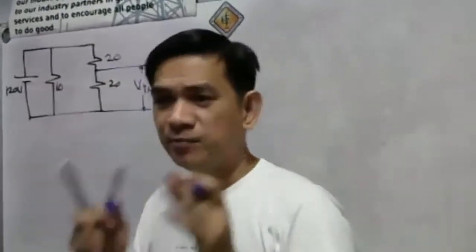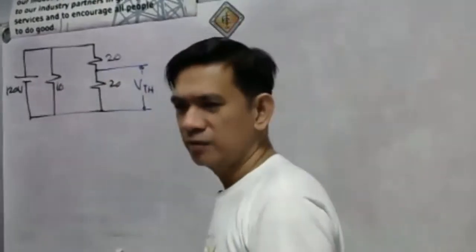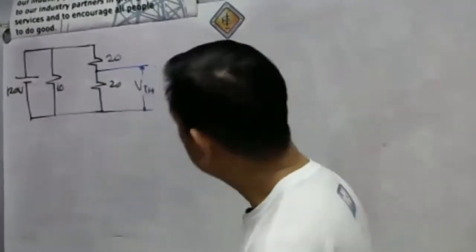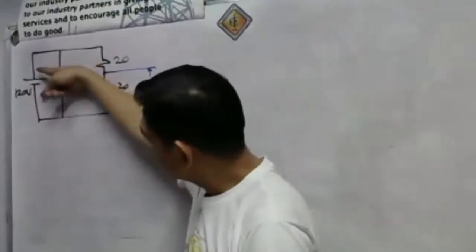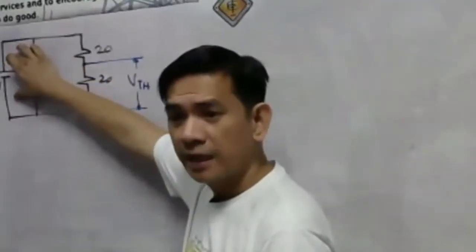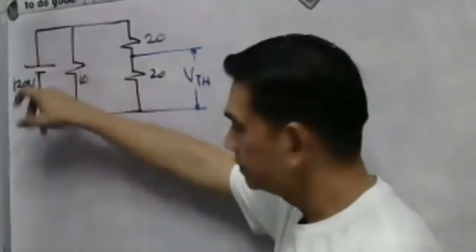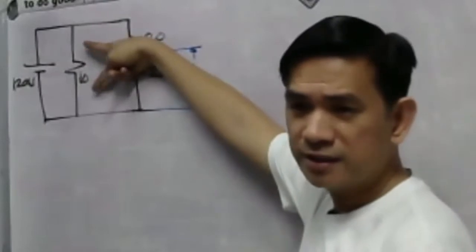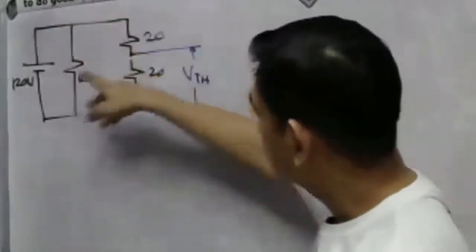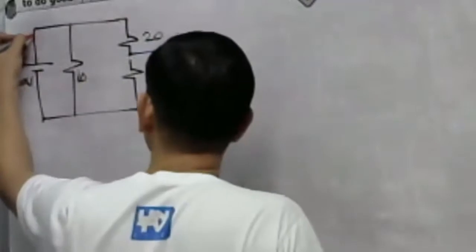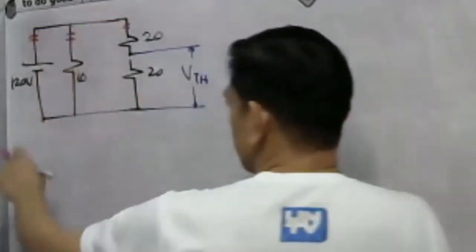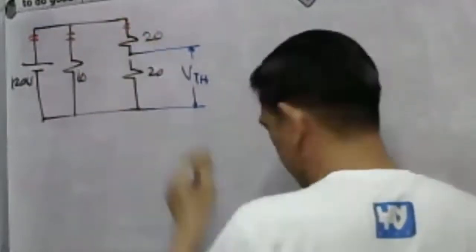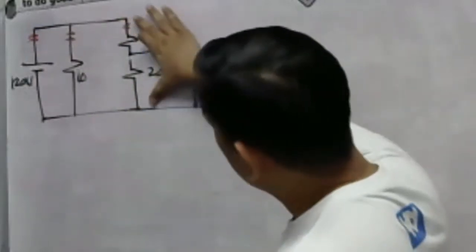This is just a simple parallel circuit. Take a look here. So, parallel lang yun ha. Di ba 120 volts to? This is 120 volts. This is 120 volts. What is the voltage here? 120 also in the 10 ohm because they are just all in parallel. These three branches are all connected in parallel. So this is 120, this is 120, this is also 120 volts, right? This is also 120 volts here.